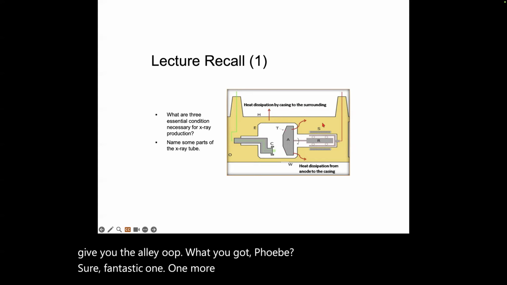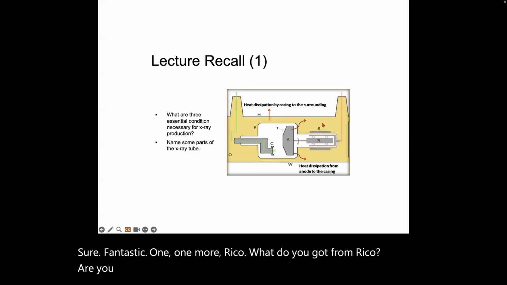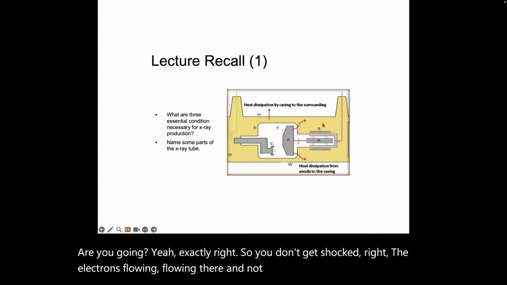What do you got from Rico? So we don't get shocked. Yeah, exactly right. So you don't get shocked, right? Because the electrons are flowing there, and not all of it is absorbed by the anode, right?